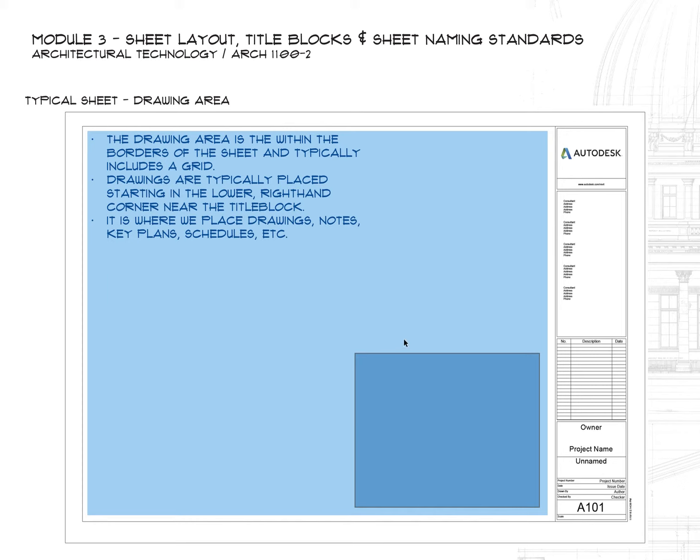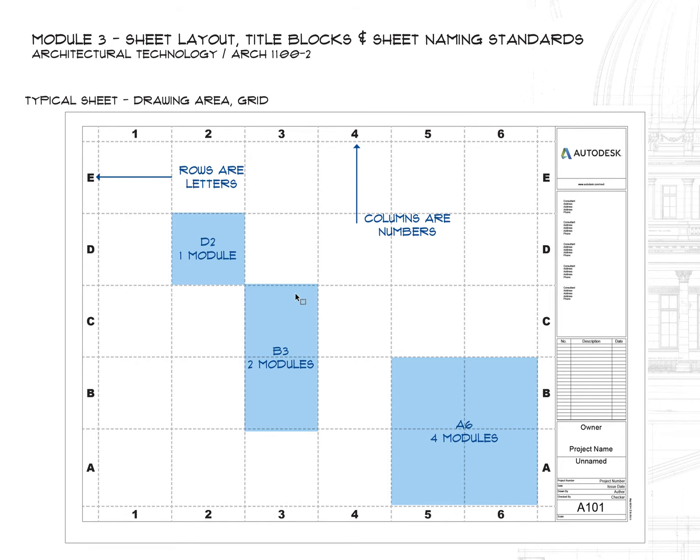So the drawing area is where we put drawings, notes, key plans, schedules, etc. We will be spending the rest of the semester going over drawings, notes, key plans, schedules, etc. Again, this module is to help us just get to know what specifically goes on a sheet. Now moving on from there, this is what the grid looks like.